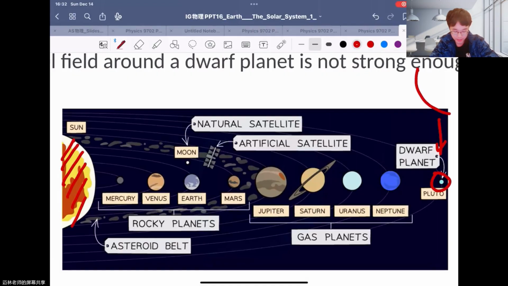You can find here that from left to right, after Mercury, Venus, Earth, and Mars, there's an asteroid belt right here. There are many stones and much dust around this orbit. And after that, there are Jupiter, Saturn, Uranus, and Neptune.